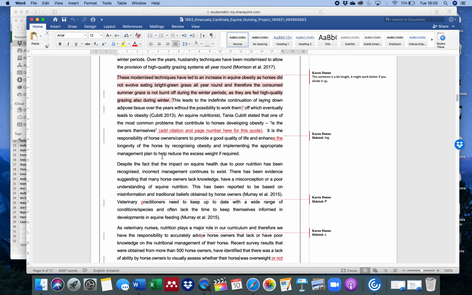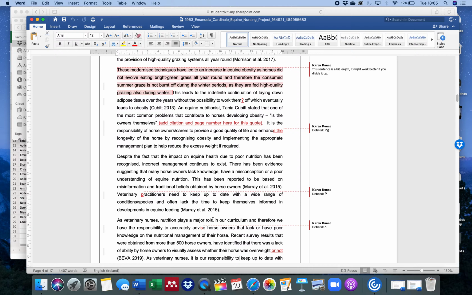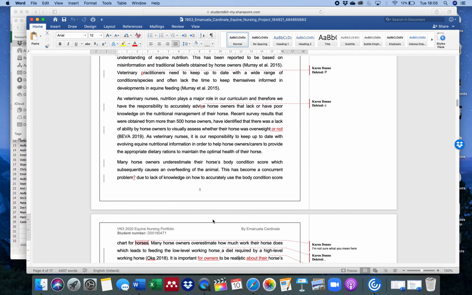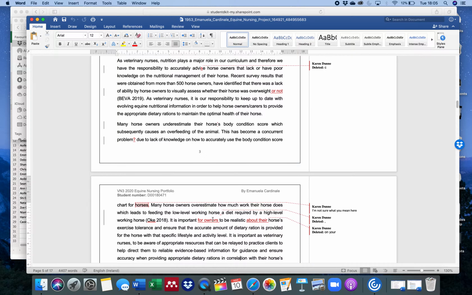And then you've talked about the fact that horse owners may not appreciate that their horse is overweight, and they may not realise the health problems that can arise. So we have pointed out that there is a responsibility for the veterinary profession there to try and help clients in this regard. Okay.